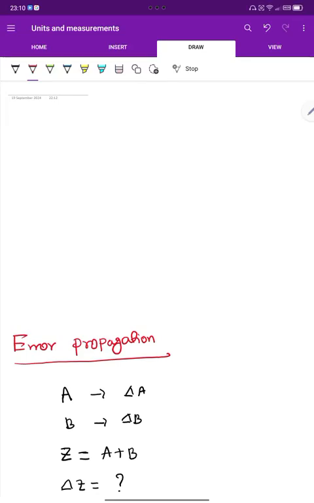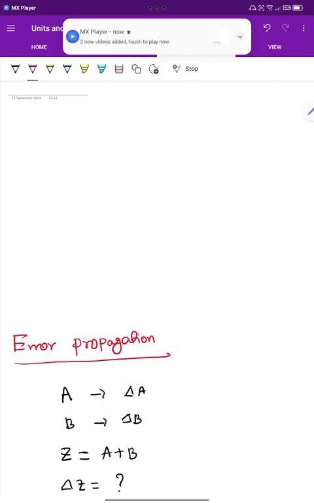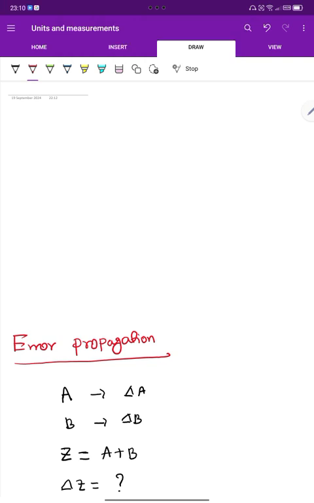So today we'll discuss error propagation. What is error propagation? Let's say we have two quantities A and B, and the quantity A has an error of delta A in it, and the quantity B has an error of delta B in it, and when we add these quantities we'll get a resultant quantity Z. Now the question is, what is the resultant error in the quantity Z?